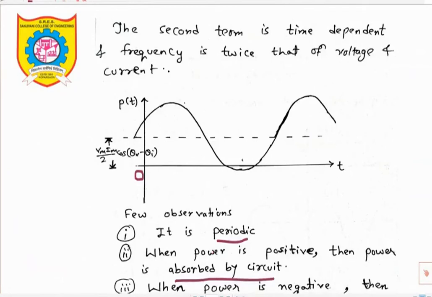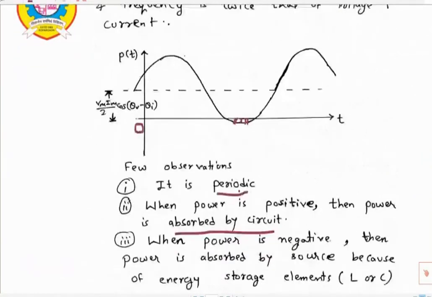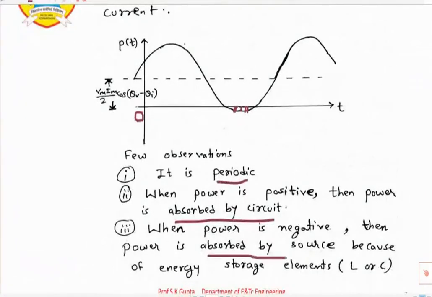And whenever the power is negative, just as in this case, here it is negative, then in that case, the power is absorbed by the source. Your source is absorbing the power. How is it possible? It is possible only because we have storage elements, energy storage elements like inductor or capacitor. You already know that inductor and capacitor store energy.